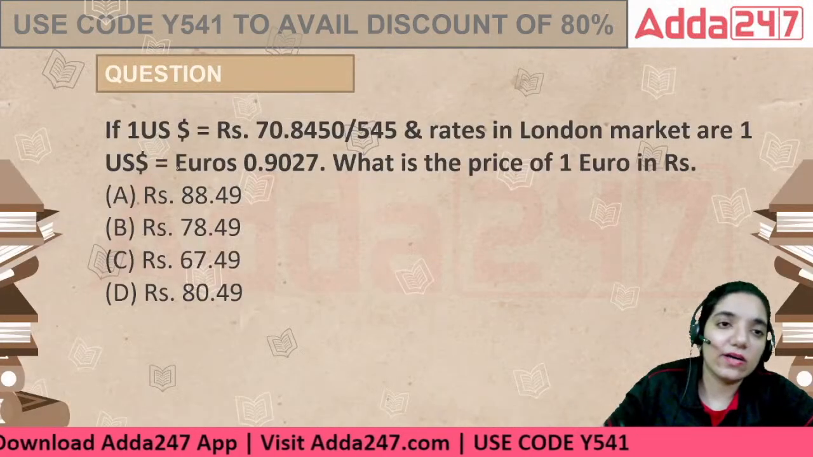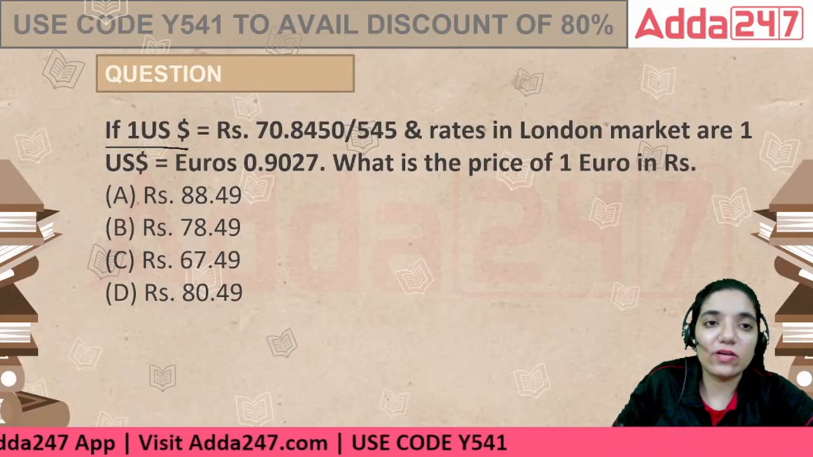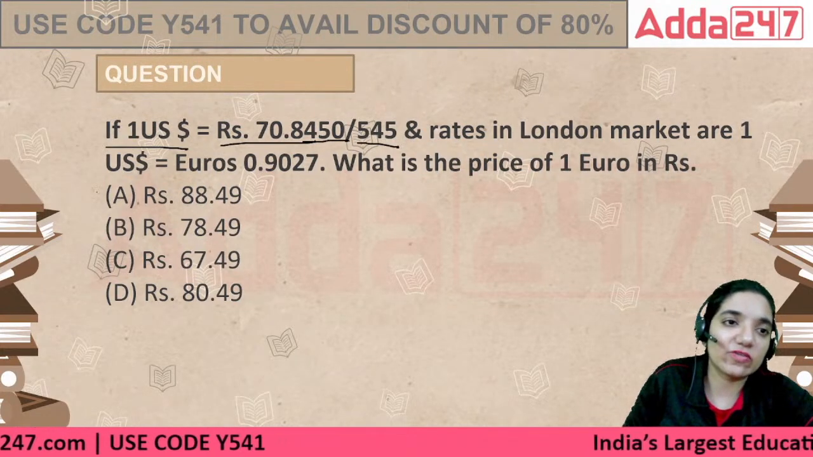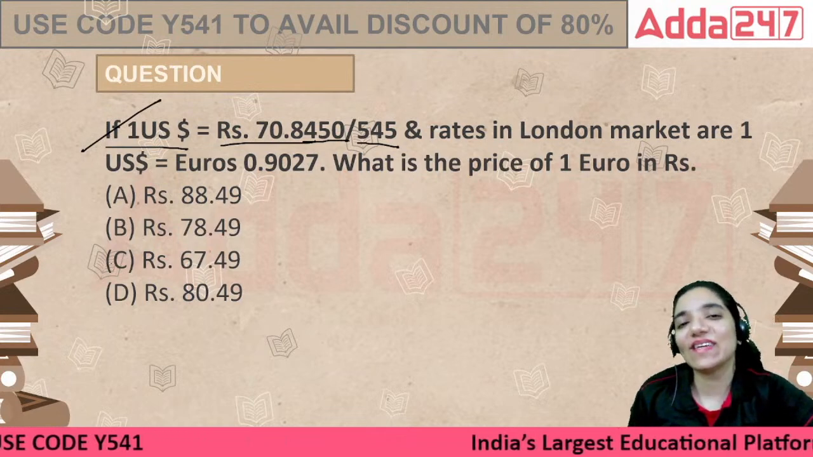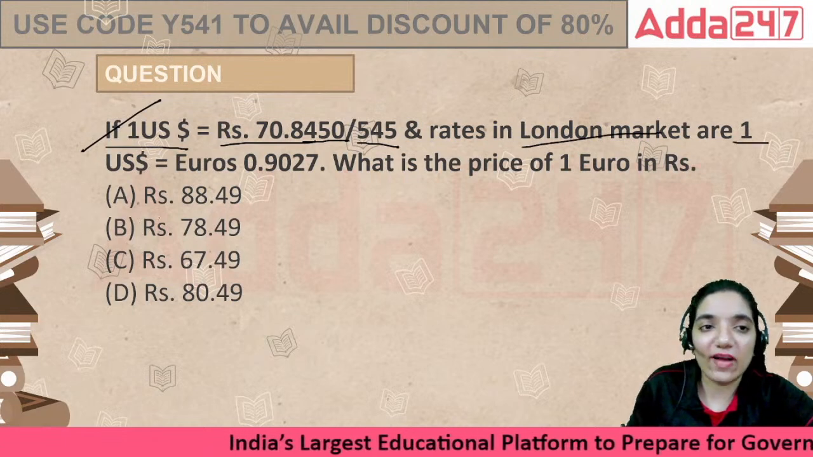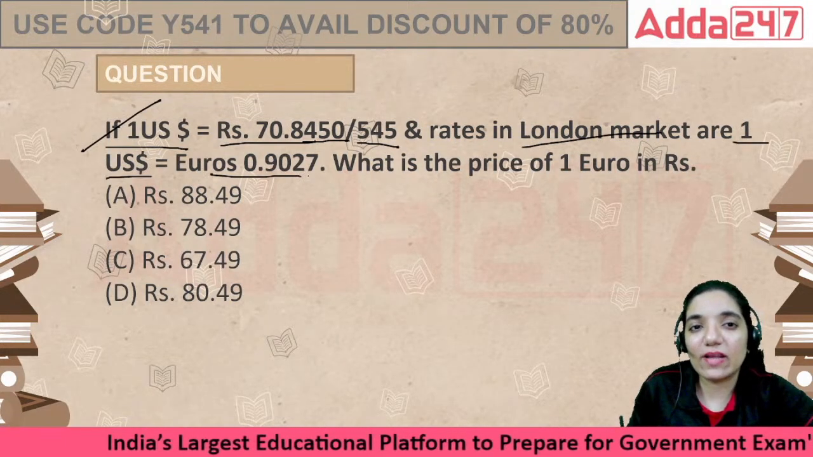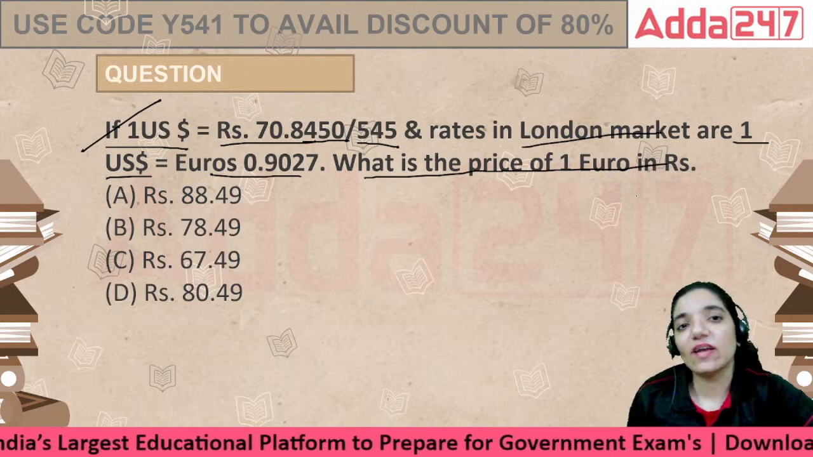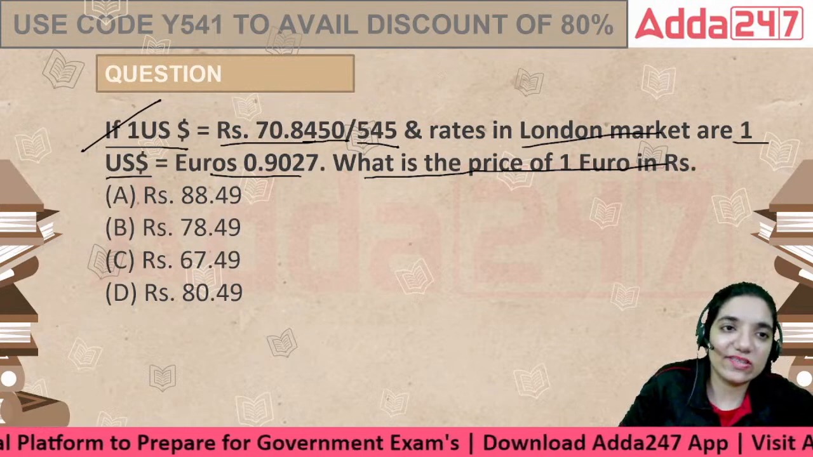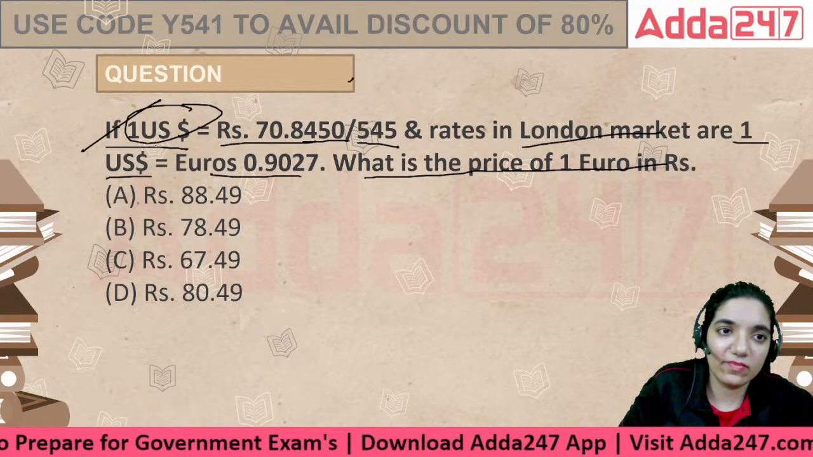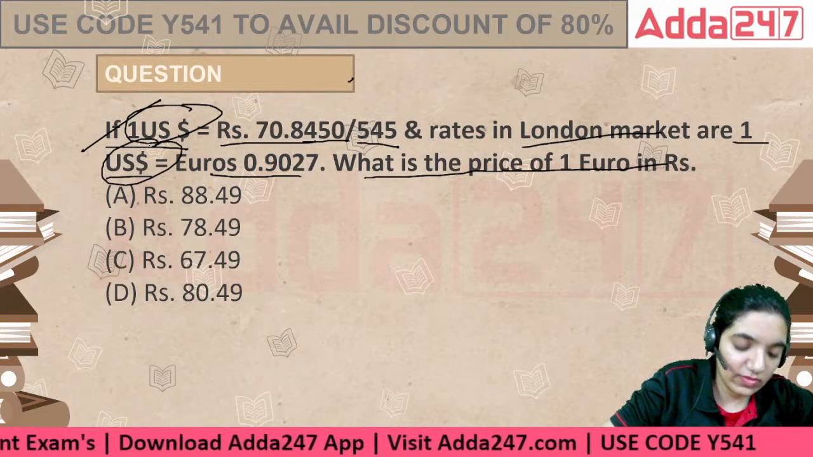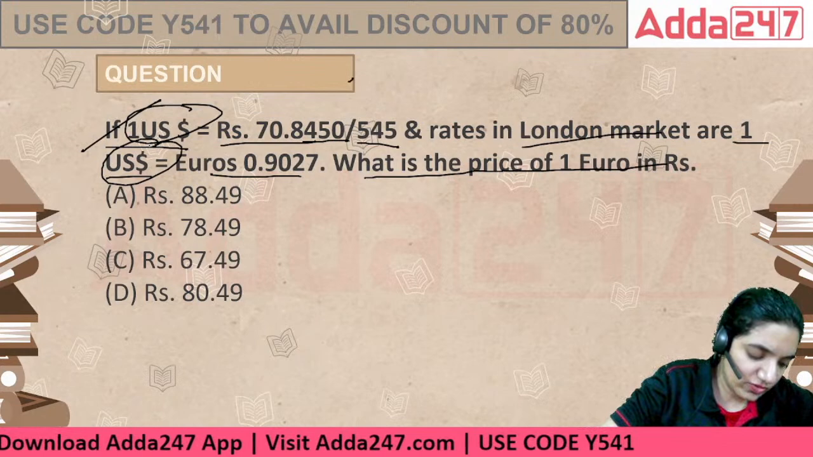Okay. Now, if $1 is rupees 70.8450. This is another question from Forex. Now the question says the rates in the London market are $1 is euro 0.9027. What is the price? How do we calculate? It is the same, so let's divide it. Since the LHS is the same, it's going to be 70.8450 divided by 0.9027.